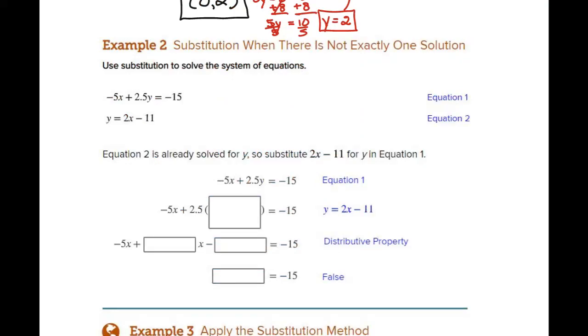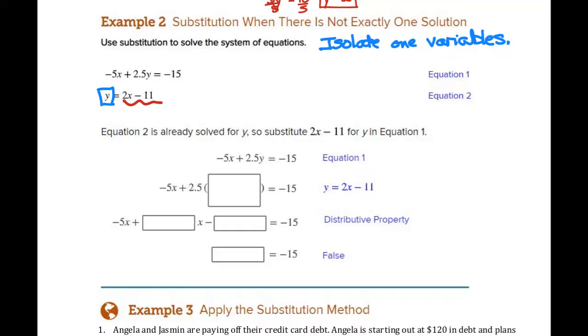Use substitution to solve the system of equations. It's really important when you're using substitution, make sure you isolate one of the variables. Okay? And here they already have that done for us. So it says equation 2 is already solved for y.